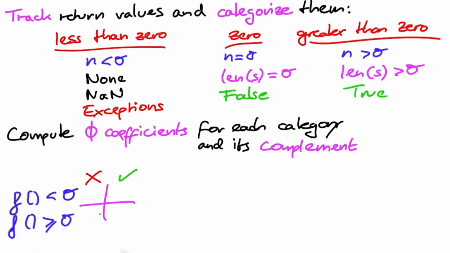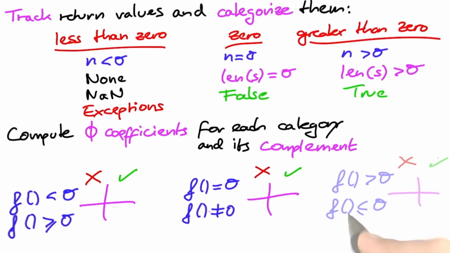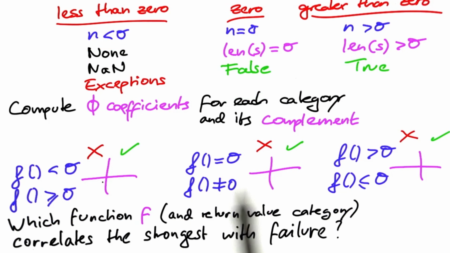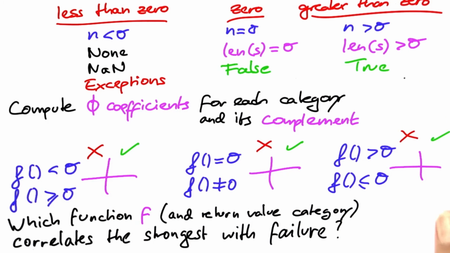And this is something you do for each category. For the 0 category, you check whether the return value was 0 or whether it was non-zero. And finally, you do the same for the 3rd category, namely greater than 0. Now your task will be to compute the phi coefficients for all functions and all categories as well as their complements, and then to find out for the mystery program which is the one function whose return value category correlates the strongest with failure. Here's your chance to apply statistics to do the debugging. Enjoy!